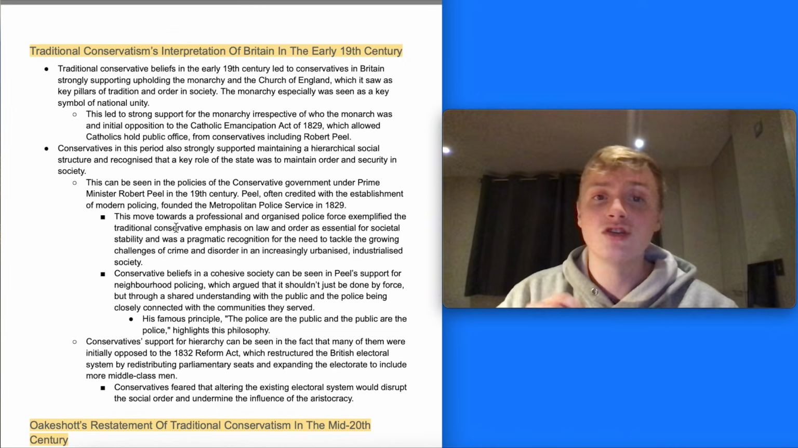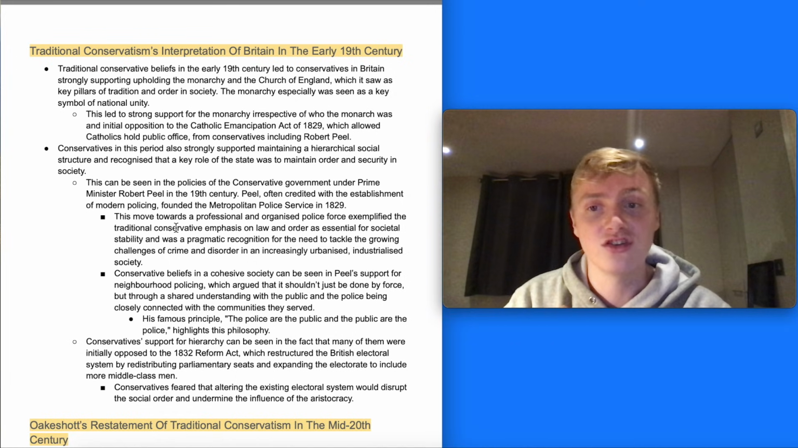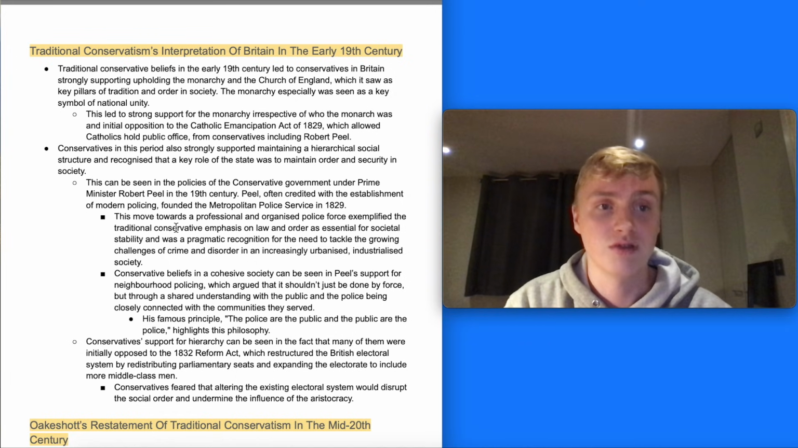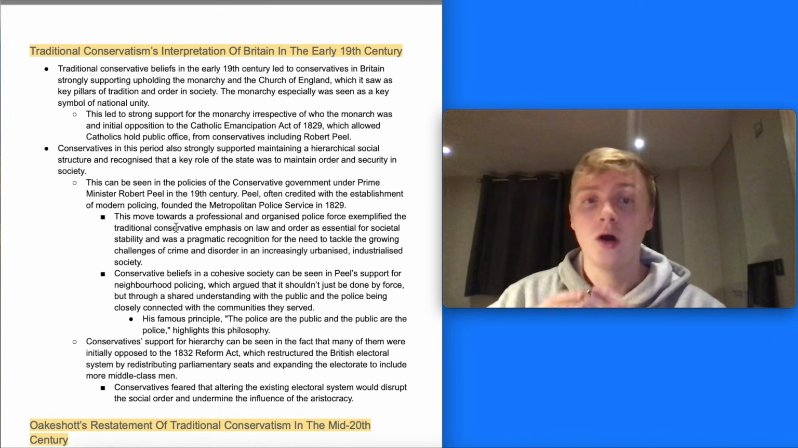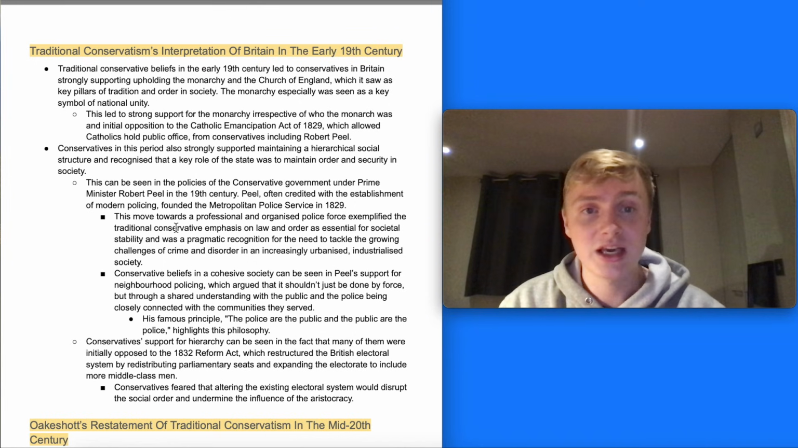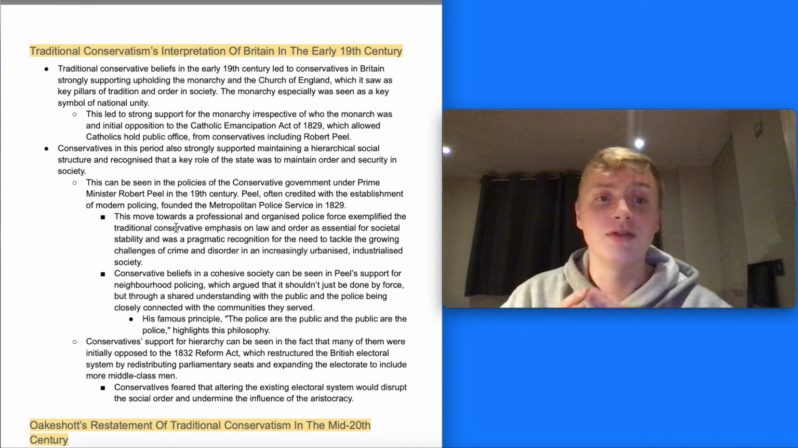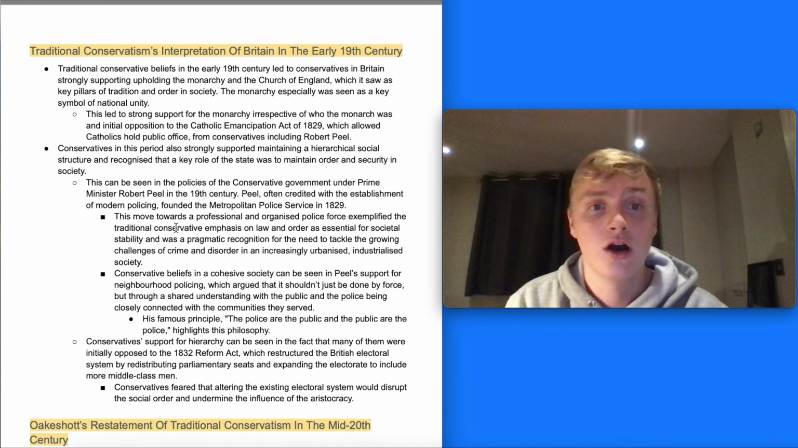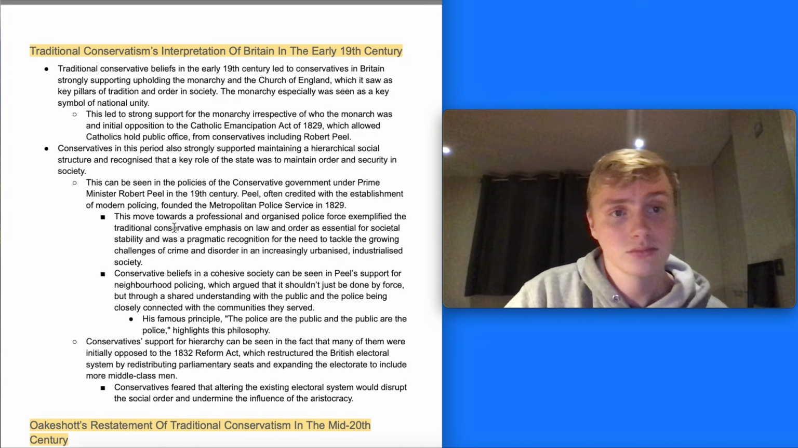So it led them to strongly supporting the monarchy and the Church of England. So these were key traditions, key institutions of British society, and they saw them as key pillars of this tradition and also pillars of order within society. That led them to support the monarchy irrespective of who the monarch was. An initial opposition to the Catholic Emancipation Act of 1829, which allowed Catholics to hold public office, shows that real support for the Church of England.